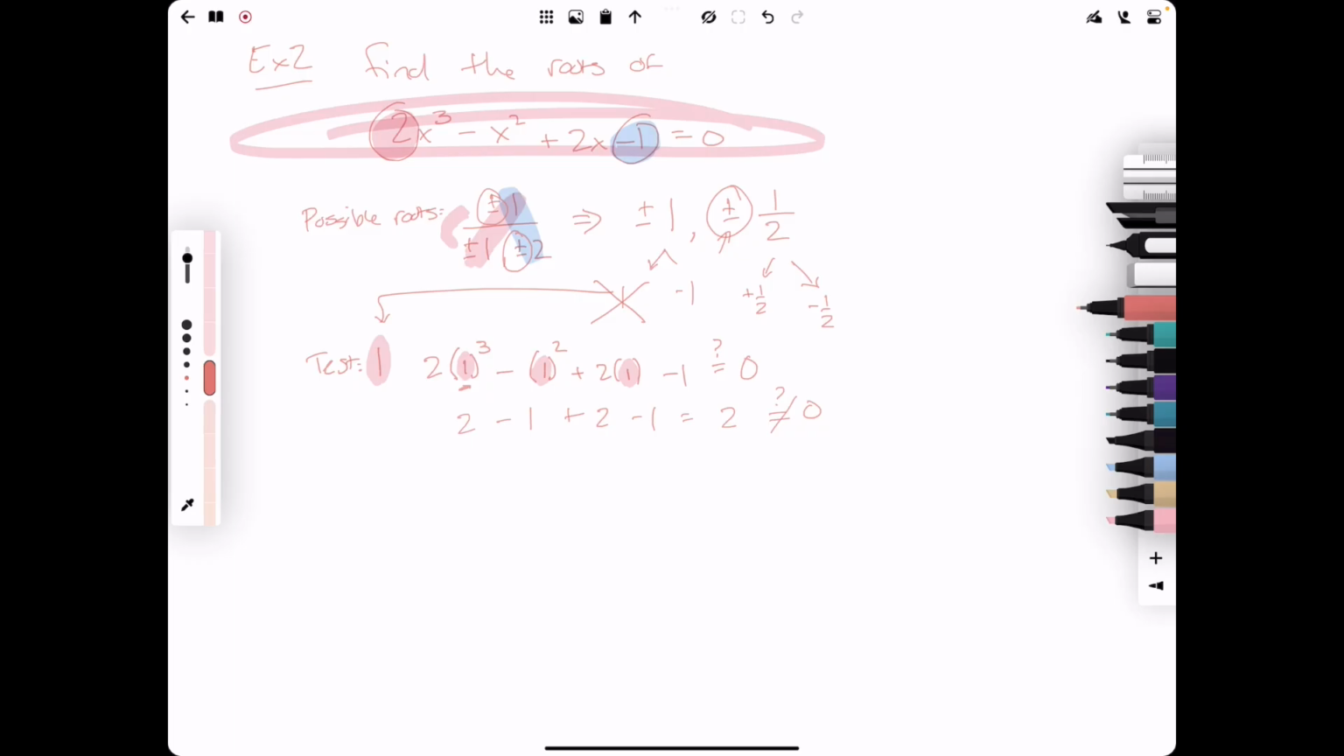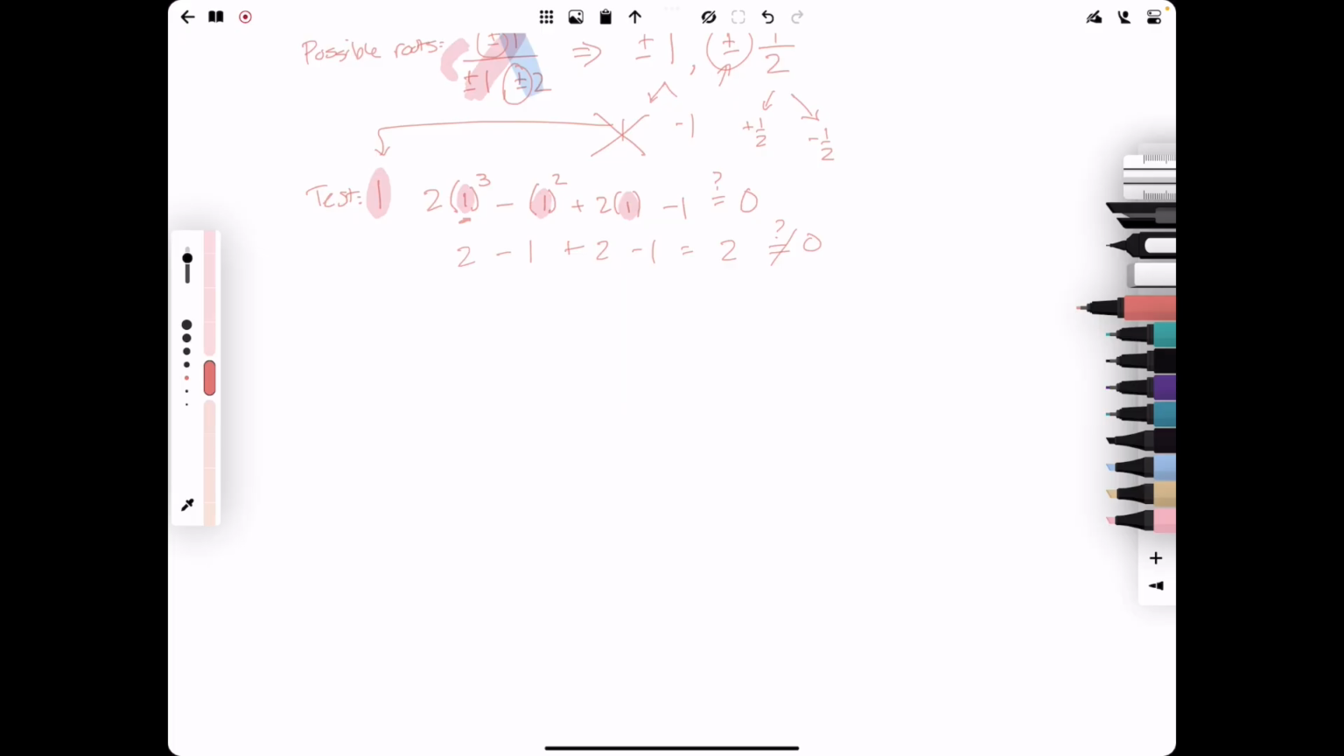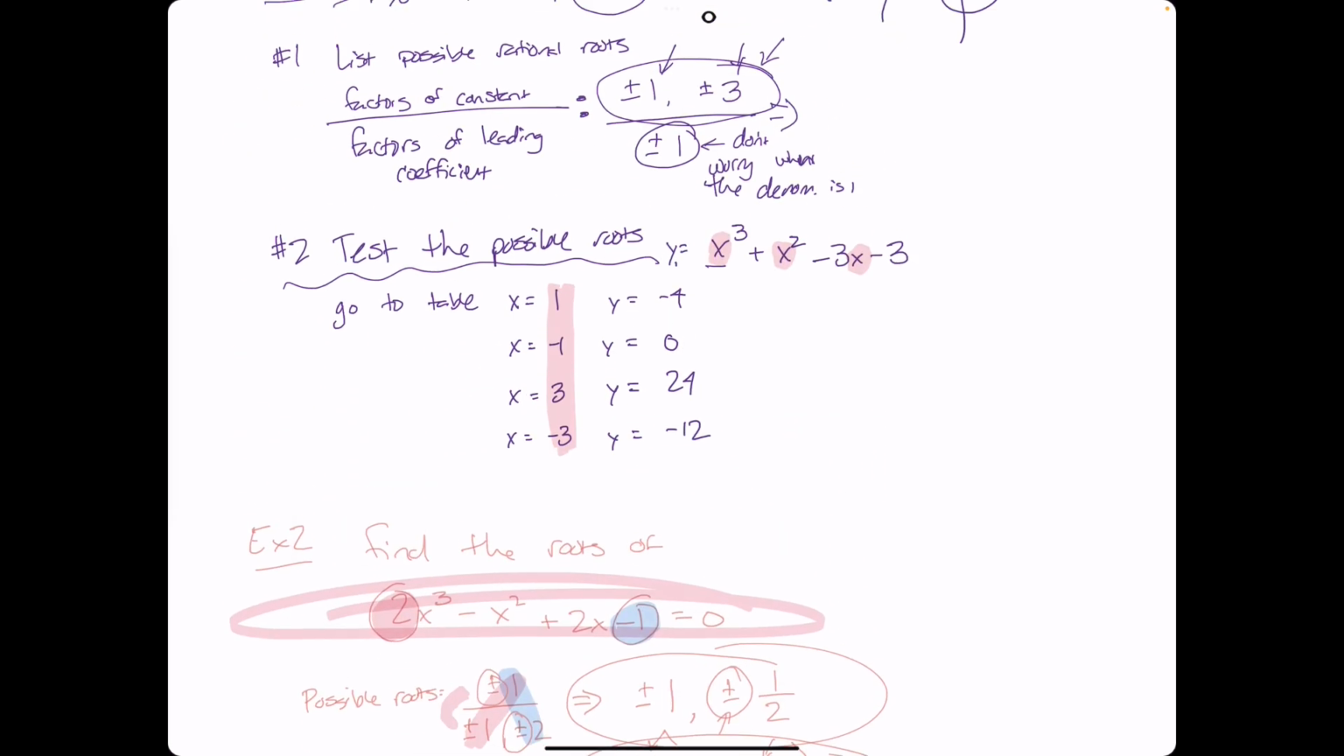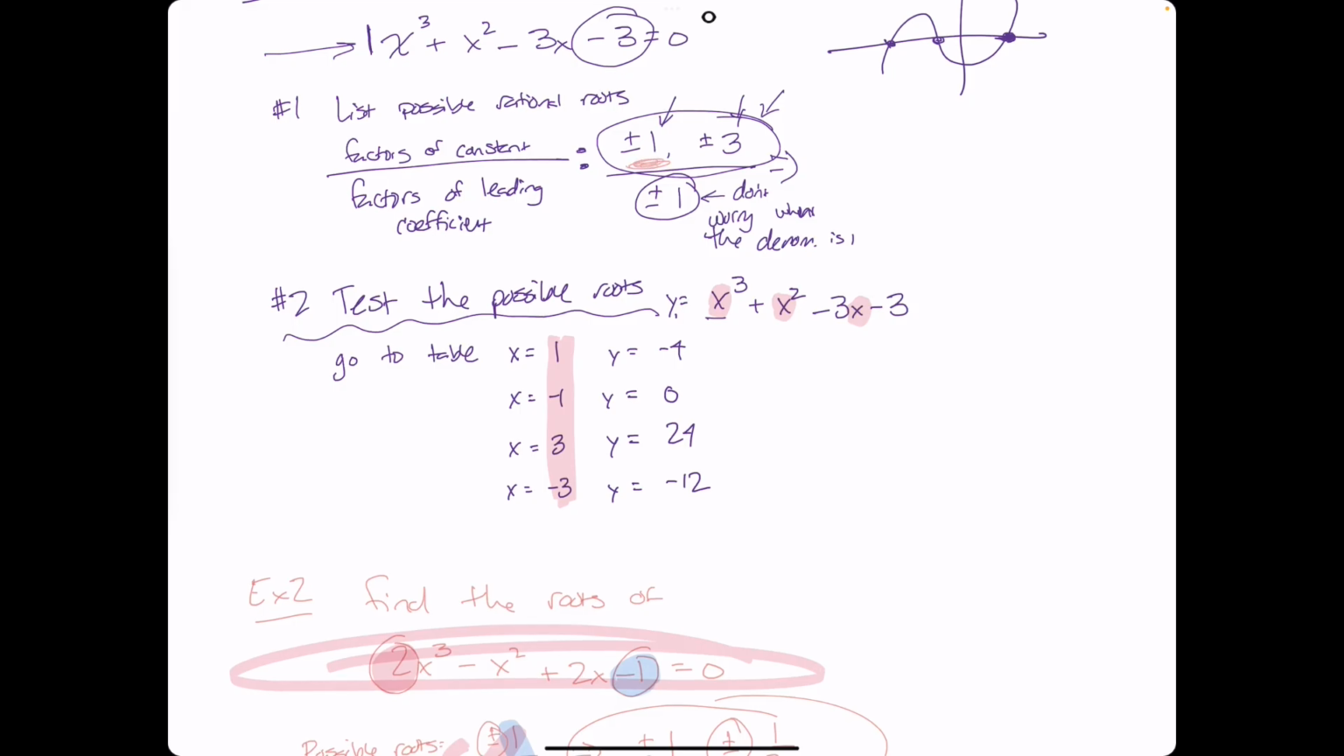We can try 1/2. Wait, where are you getting these numbers? I'm confused. From the possible list we came up with right here. We know it has to be the 1 or the negative 1. And the 1 didn't work. Remember in the one we just did? We had 4 possible numbers: a positive 1, negative 1, positive 3, negative 3. Only one of them worked.